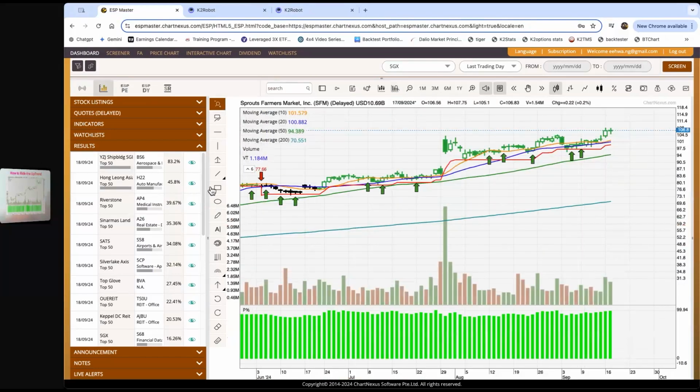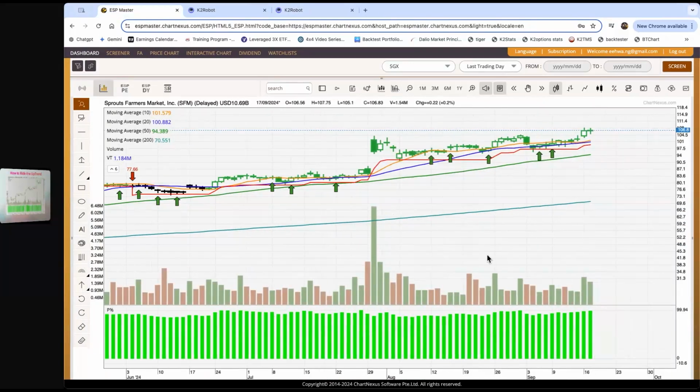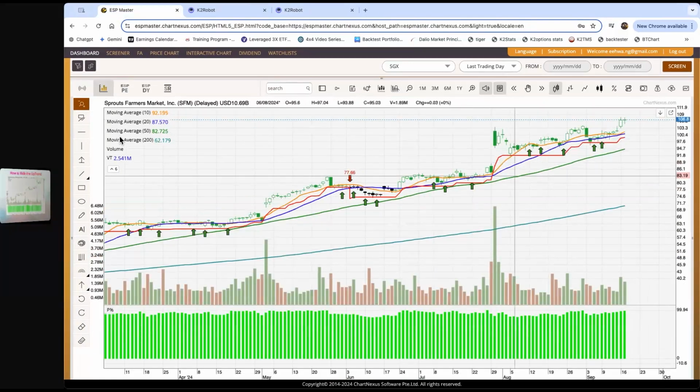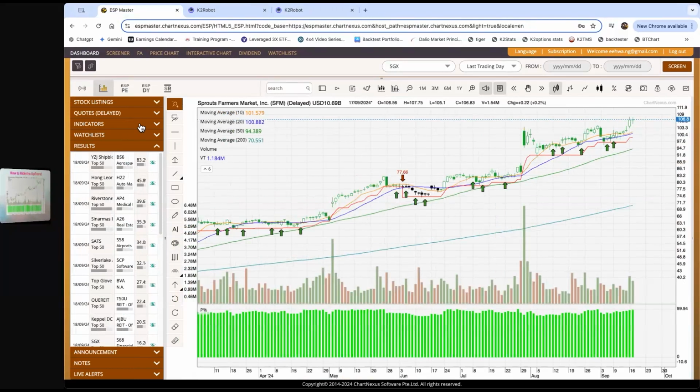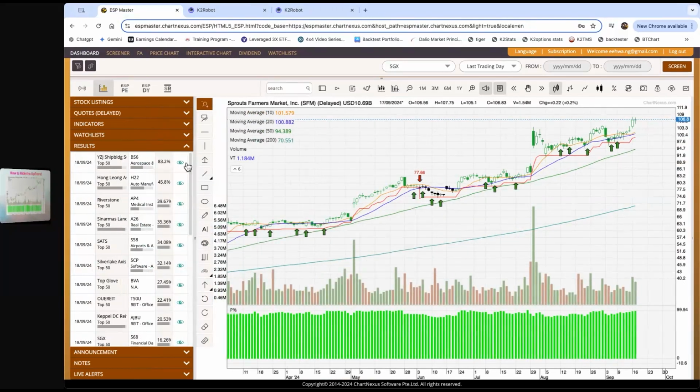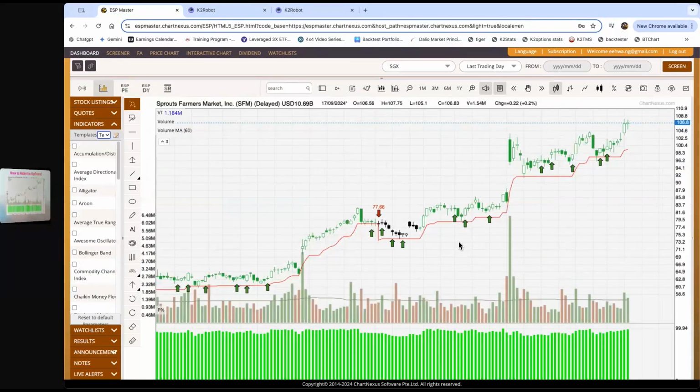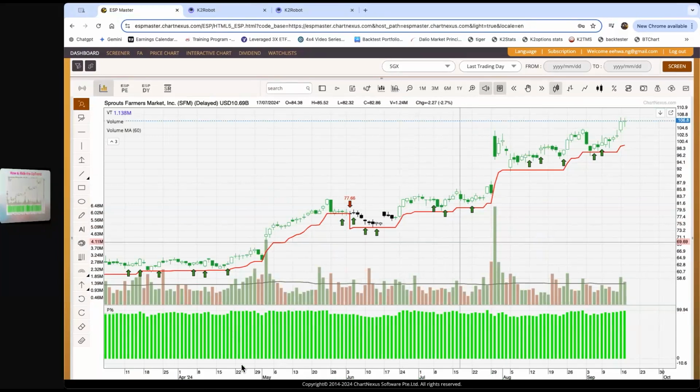Close the right-hand side. I'm going to close the left-hand side. Okay, now let's focus on this. I'm going to take away my indicator so that you have a cleaner chart. So we are left with the Trendmaster system only. And we started in January, right?